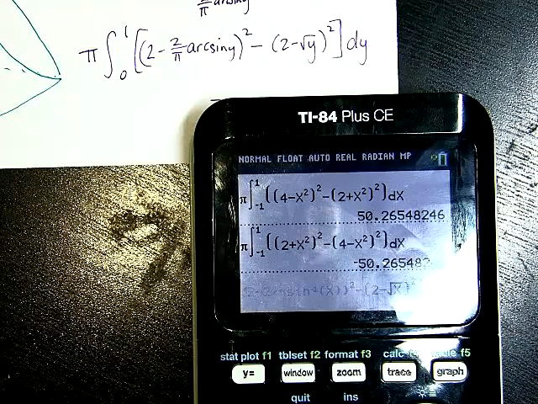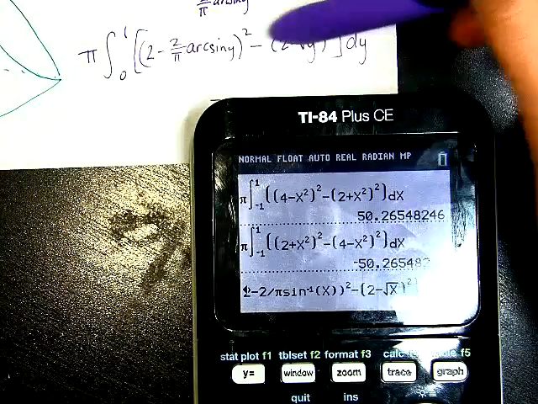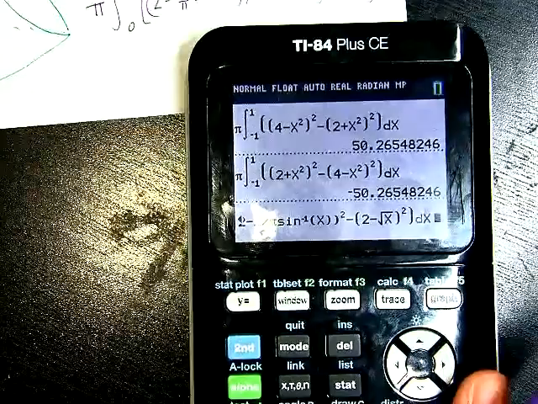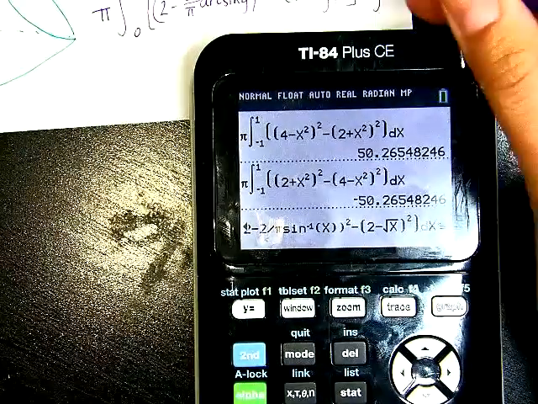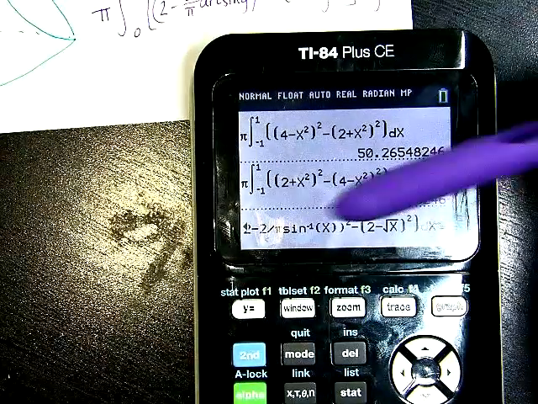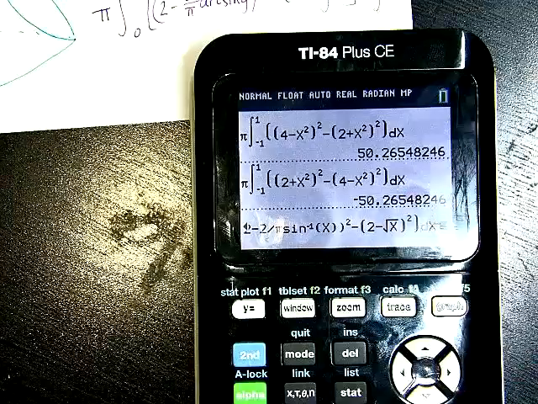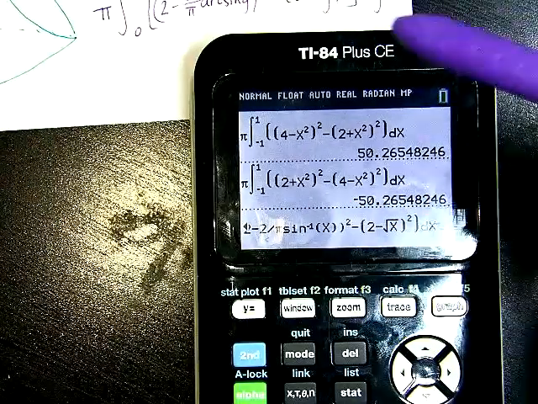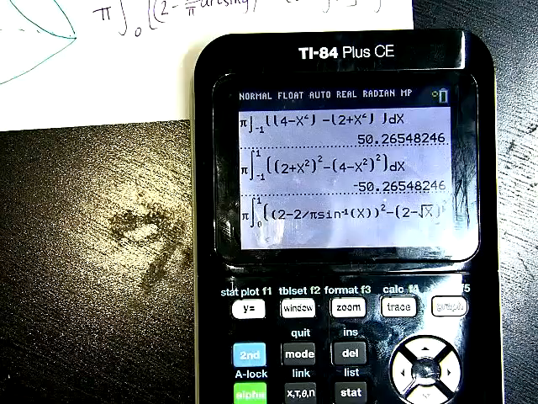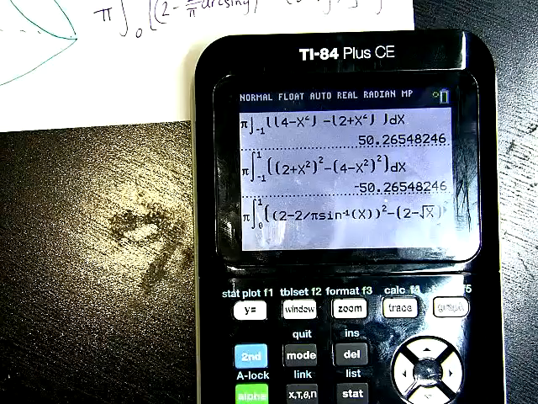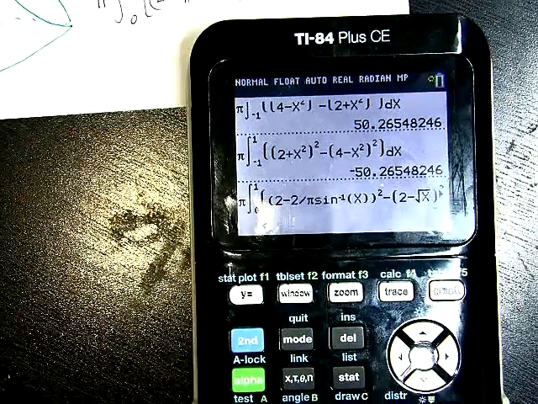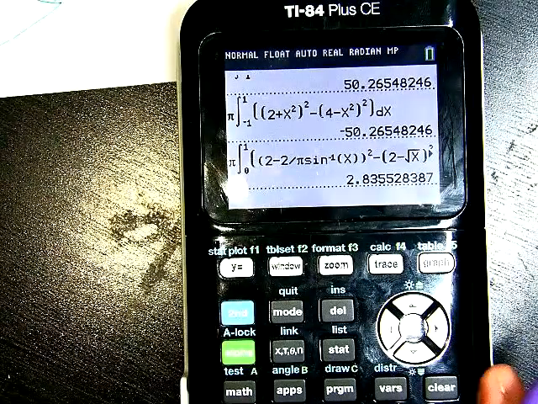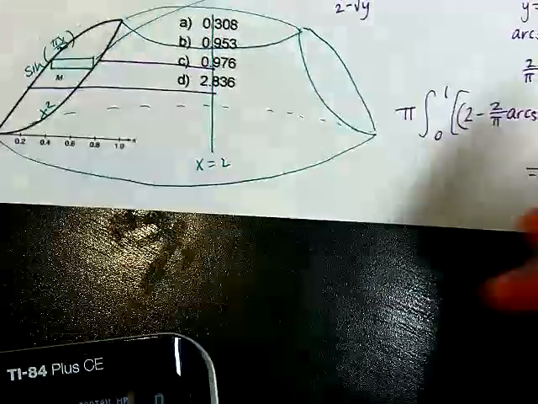So just a quick reminder, we found everything with respect to y, but your graphing calculator really only takes stuff with respect to x. So after we found everything with respect to y, it's okay to go ahead and change the variable. Just like u substitution, we plug in a u, we can still take the integral with respect to a u. It doesn't really matter as long as you set it up correctly. All right, 2.836 when you round, that is answer D.